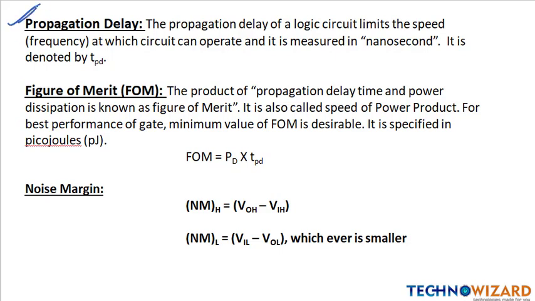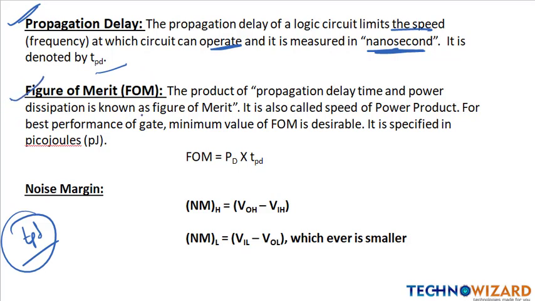Fourth one is propagation delay. This is denoted by TPD, propagation delay. The propagation delay of a logic circuit limits the speed at which the circuit can operate. It is always measured in nanoseconds, a very small value of time.